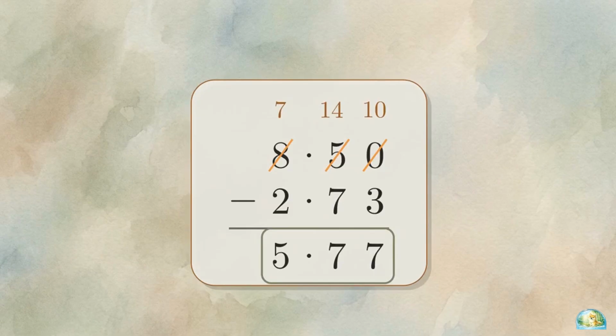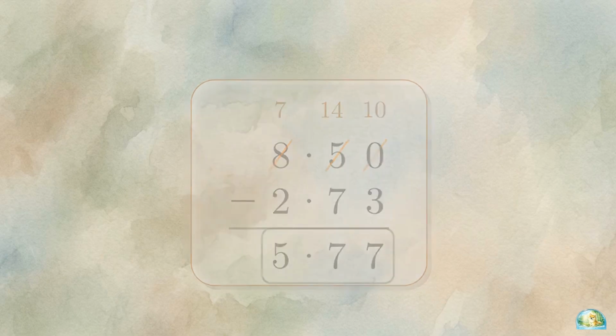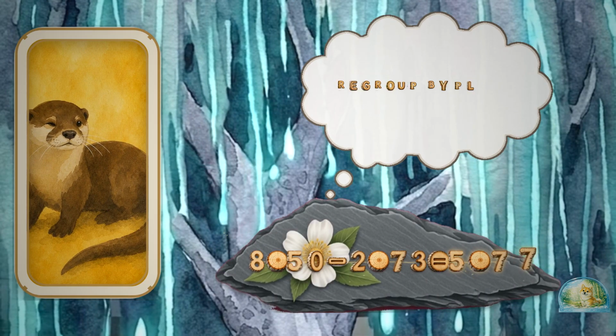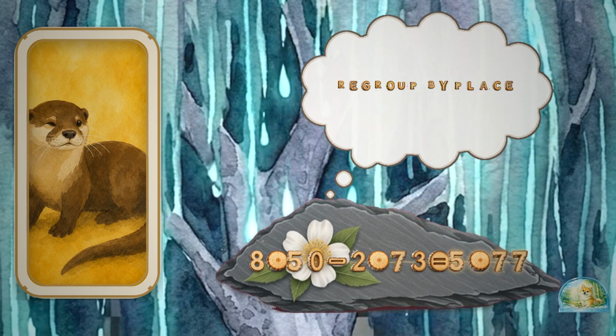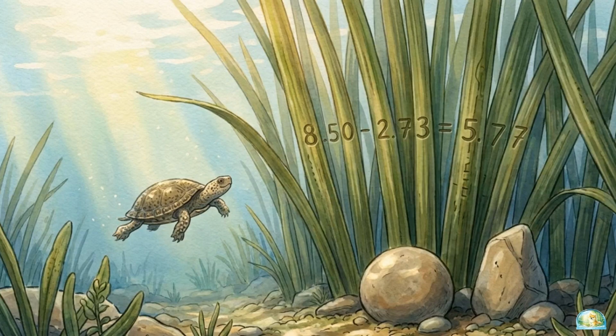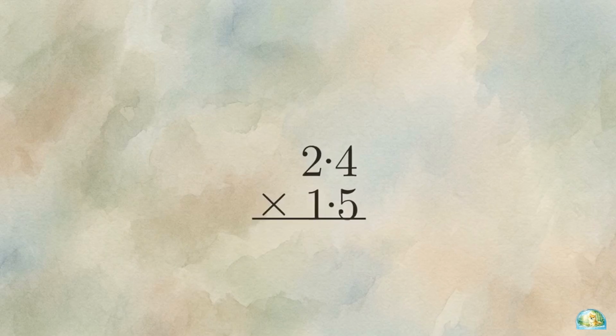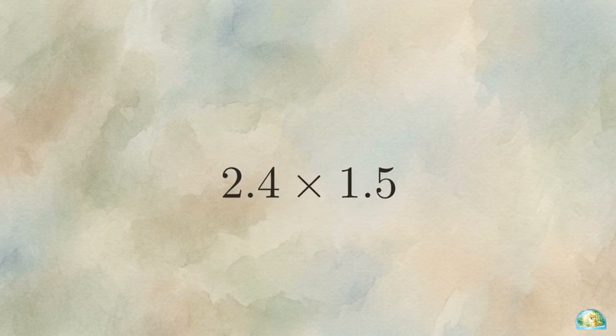Now subtract the hundredths, tenths, and ones in aligned columns. The difference is 5.77. Regroup across place values when you subtract. Filling empty spaces with zeros forces our notation to accurately reflect the true physical difference between two exact points on the shore. The turtle continues to a cluster of lily pads, bringing us to a new operation, 2.4 times 1.5.